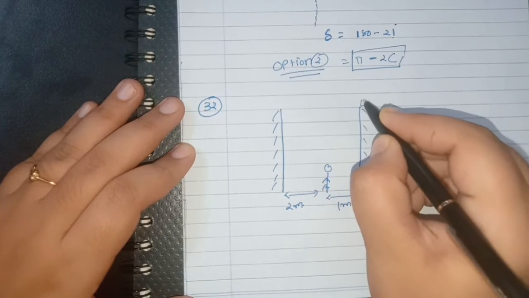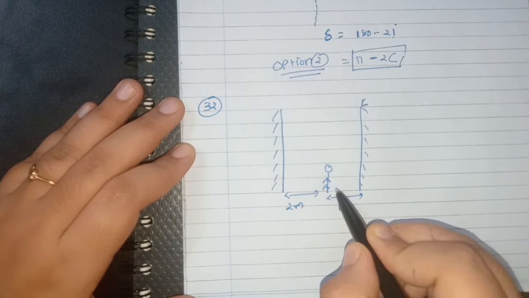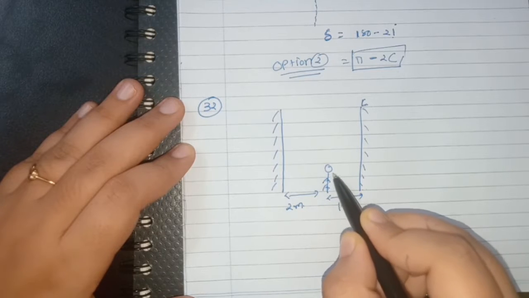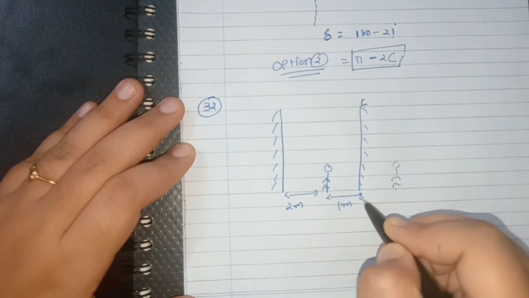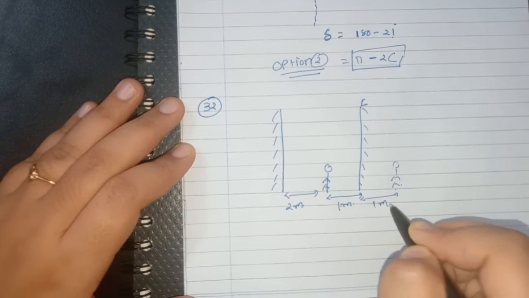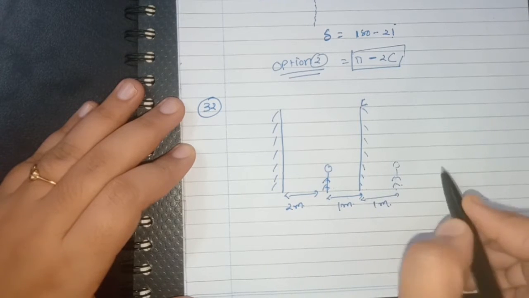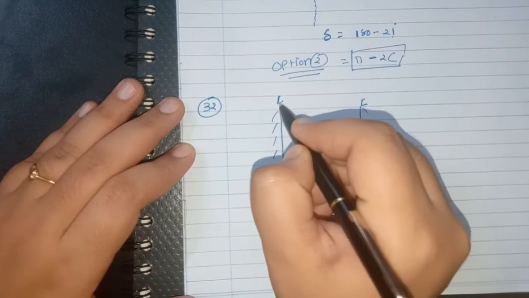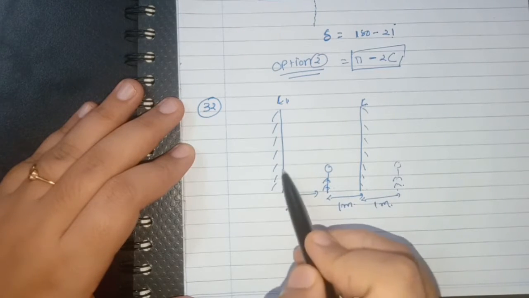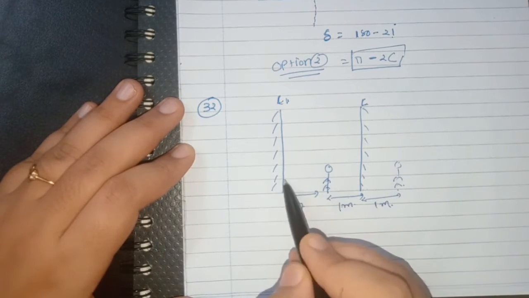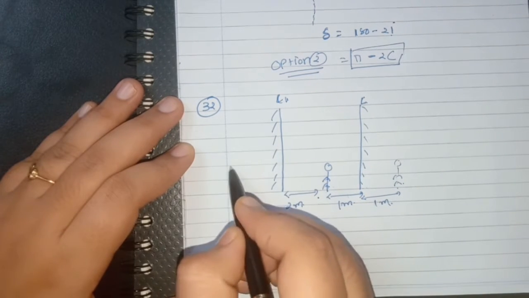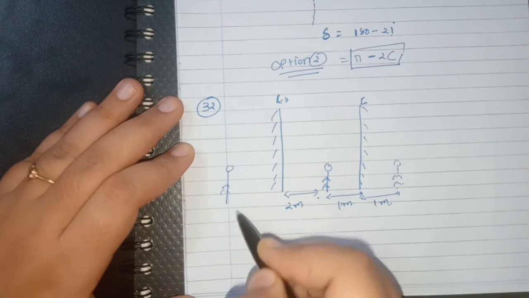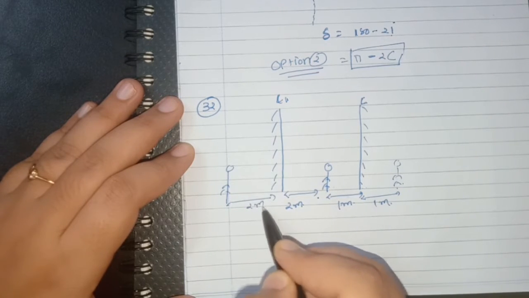This is the right mirror. The first image created is the image of the person that will be at the distance of 1 meter. The second image is created of the image created in mirror L1. Here from L1, this person is at a distance of 2 meter. So behind the mirror, his image will also be at 2 meter.